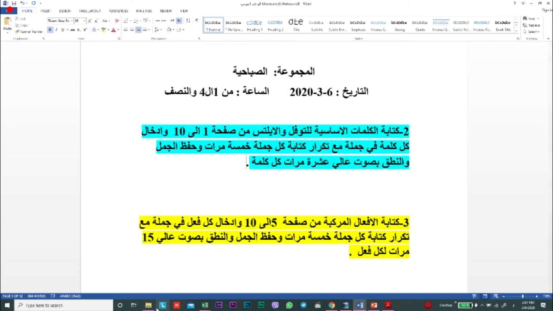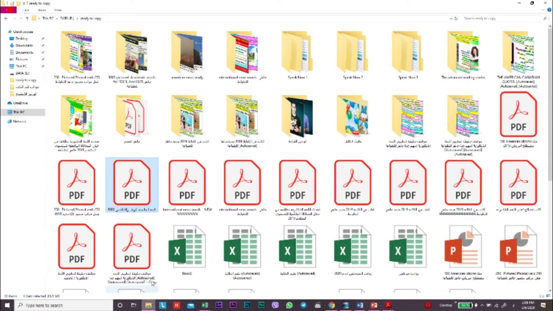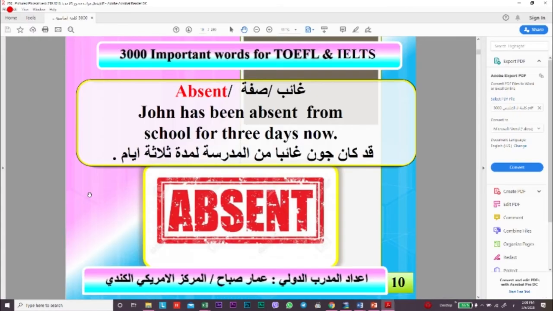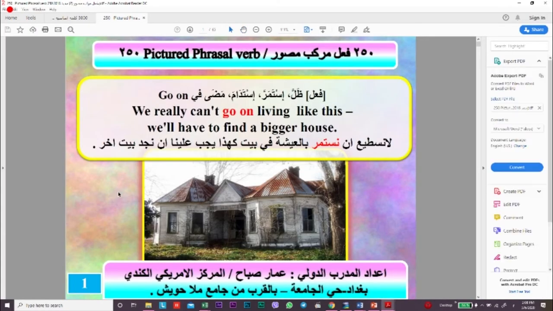أوكي، انتقل إلى phrasal verbs، أفعال مركبة. We have said that the phrasal verbs, الأفعال المركبة, we use them in formal and informal languages. استخدمنا الفعل المركب باللغة الرسمية واللغة الأكاديمية. Phrasal verbs contain a verb and a preposition. الفعل المركب يتكون من فعل وماذا؟ وحرف جر.